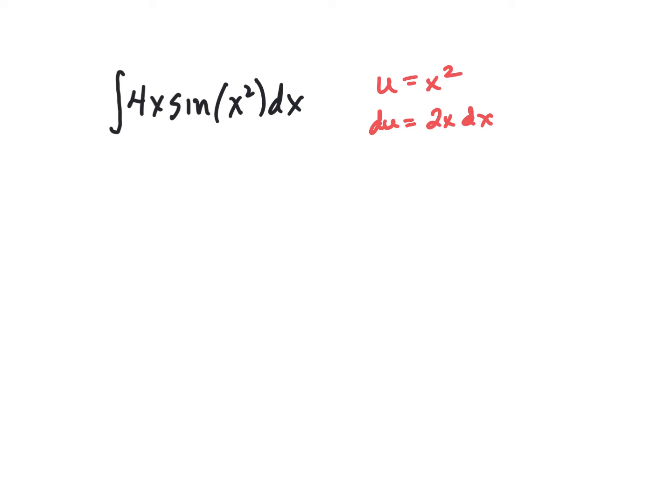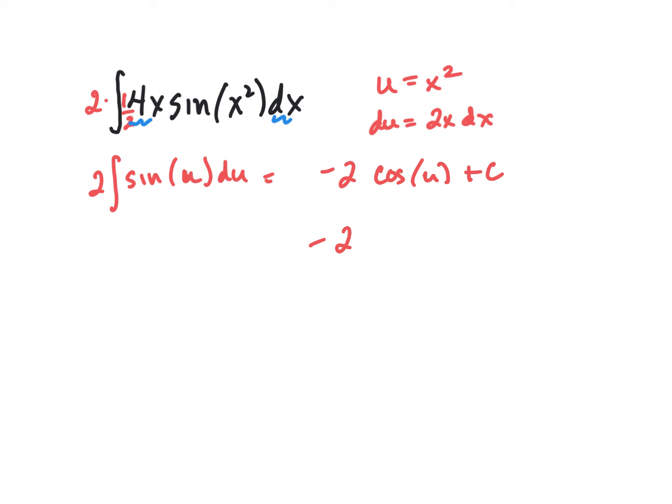So I look and I think, how could I make that 4x into a 2x? Well, I could multiply it by 1/2. That would make it 2x. So I've got to offset with a 2 out front. Always just the reciprocal. Okay. So the 2x dx is just going to be the du at the end. So this is just going to be 2 times the integral of sine of u du. The antiderivative is negative cosine. Negative 2 cosine of u. And we'll end up back with x's.